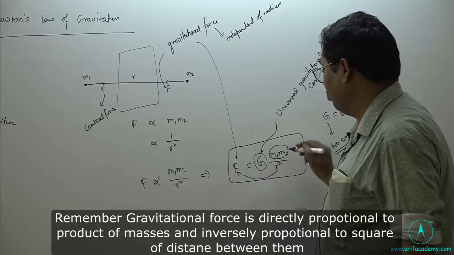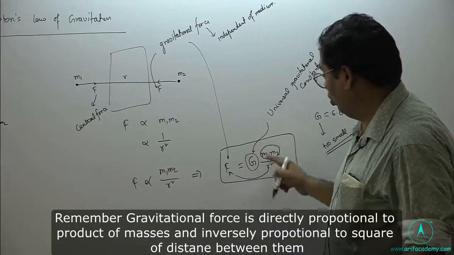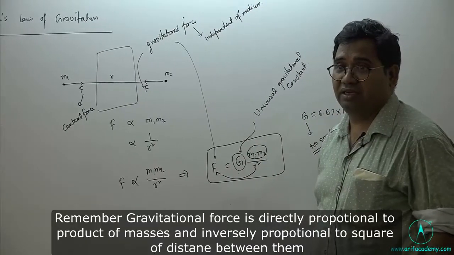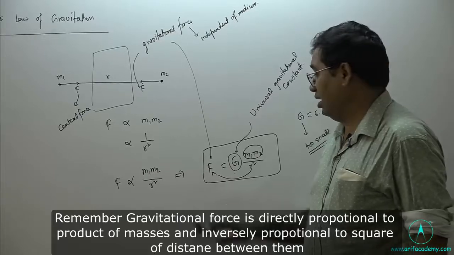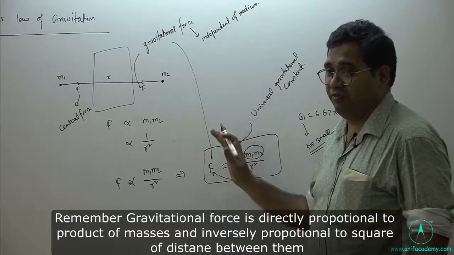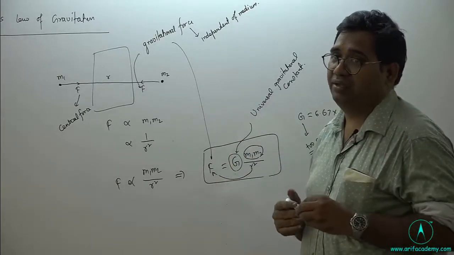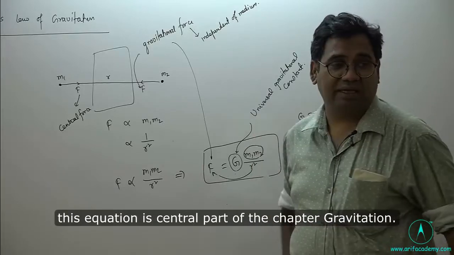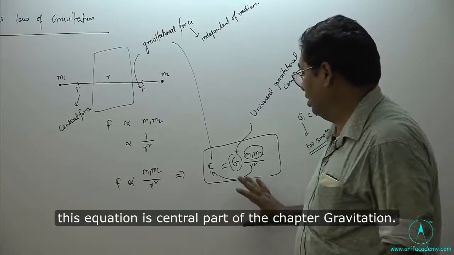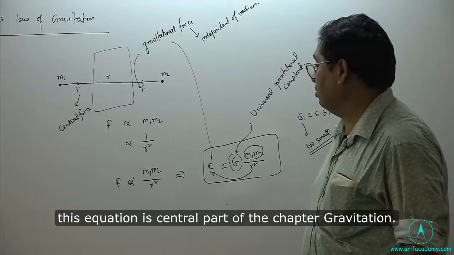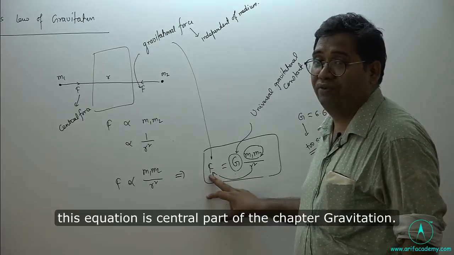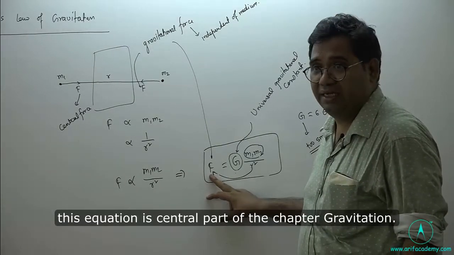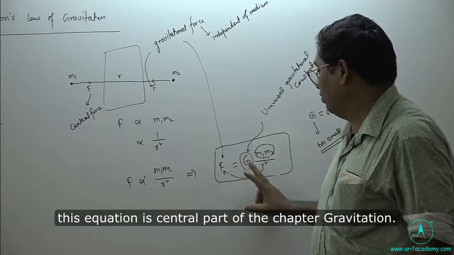Remember, gravitational force is directly proportional to the product of the masses and inversely proportional to the square of the distance between them. This equation is the central part of this chapter. Very important equation. This will be used everywhere in this chapter where we have to find the gravitational force between two mass bodies.